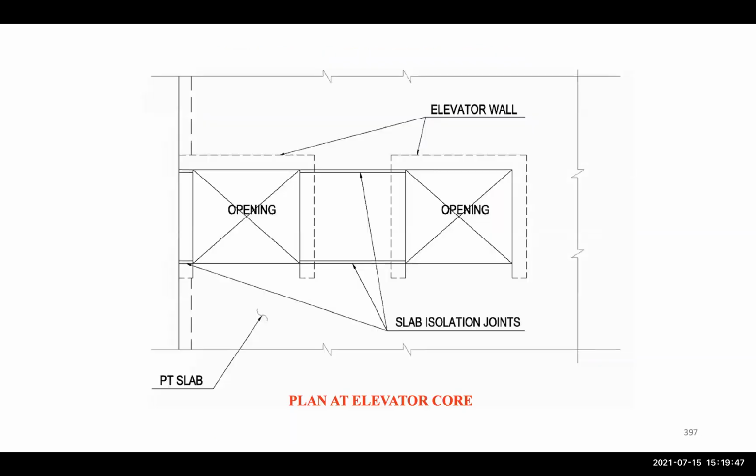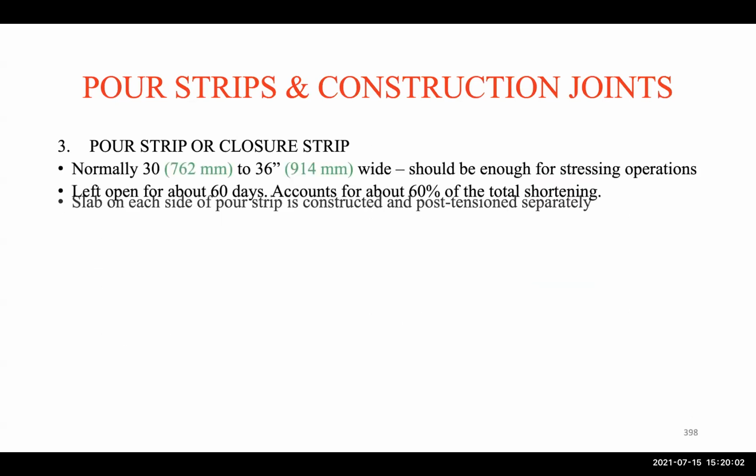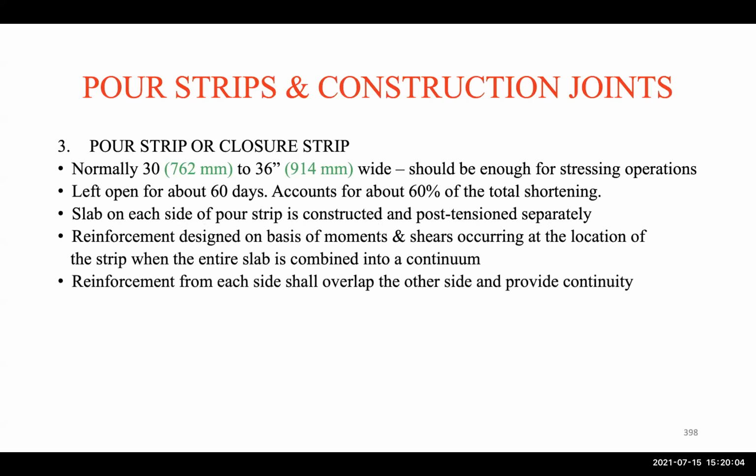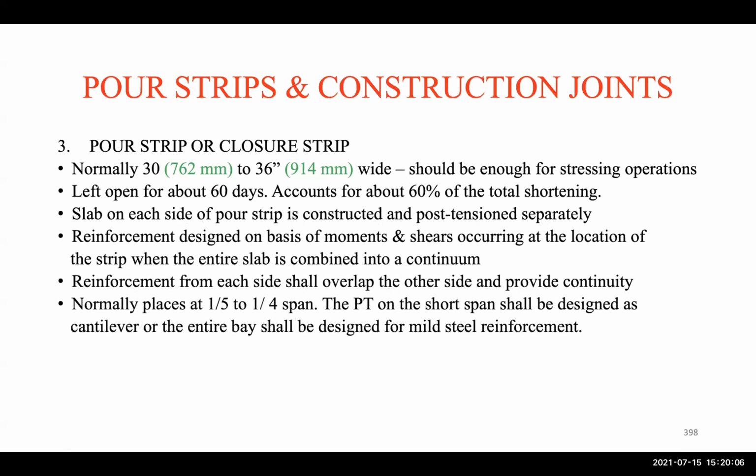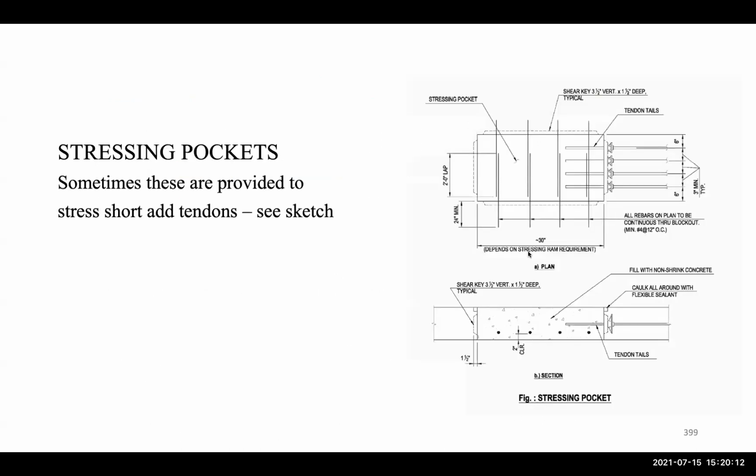Here, the same thing. So we have openings for the elevators, for the elevator core. So we have slab isolation joints provided here. And then we have pour strips or the closure strip. So here you are given the information about what's typically used, but we can look at that in the figure here.